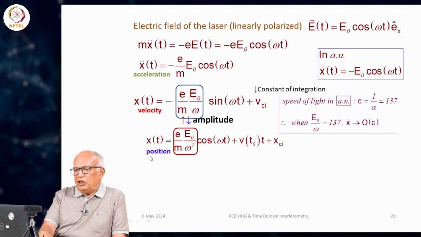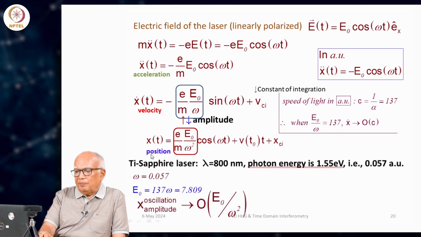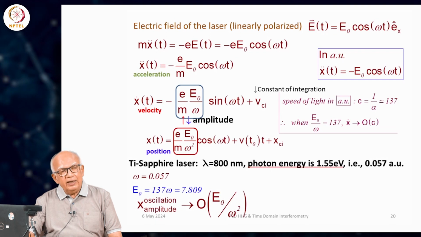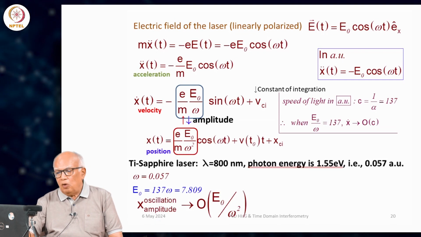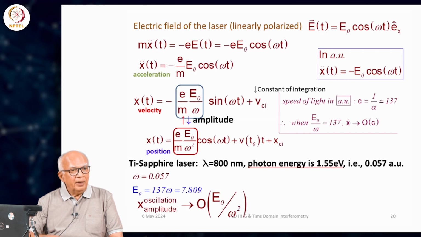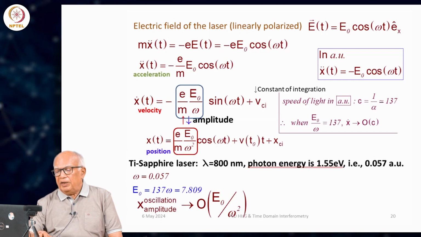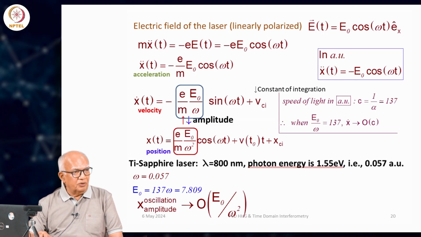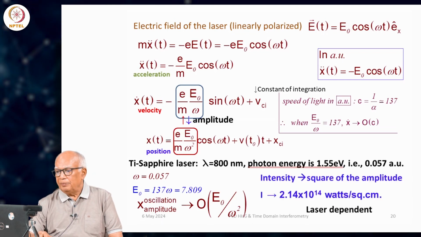You get this position, which goes as E0 by omega squared. So, omega is the frequency, so it goes as lambda squared, right, and obviously it will be different for lasers with different lambdas, with different wavelengths. So, it is very much laser dependent.